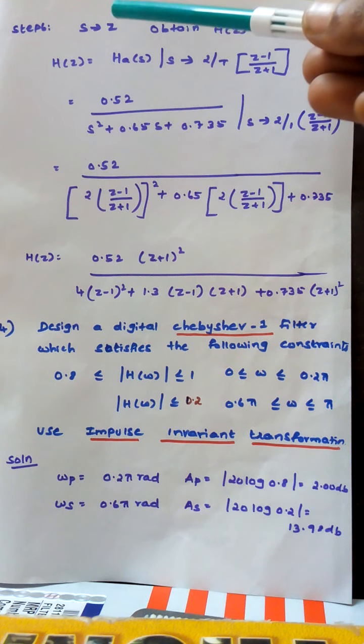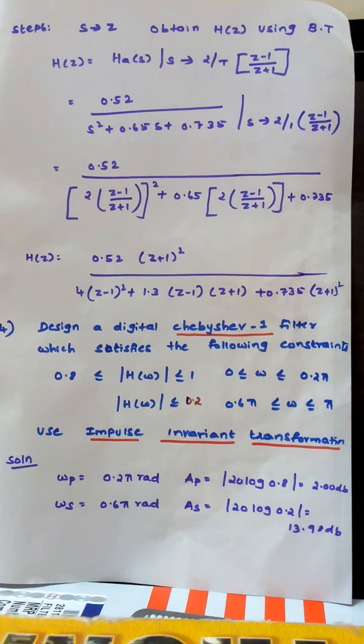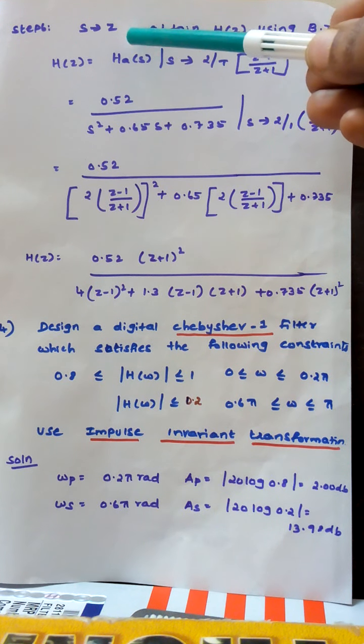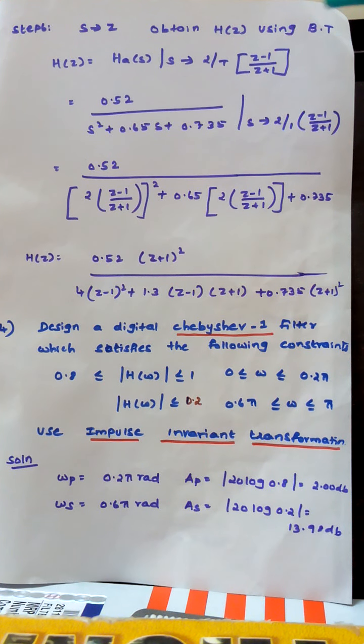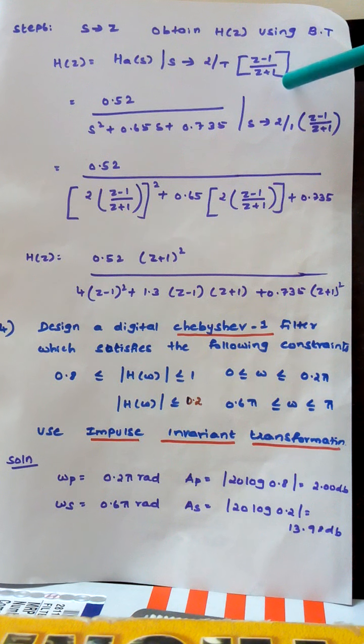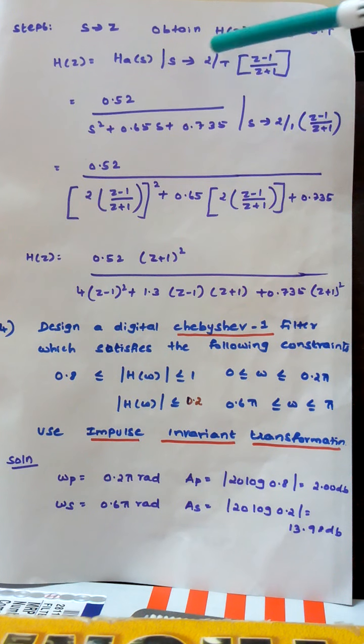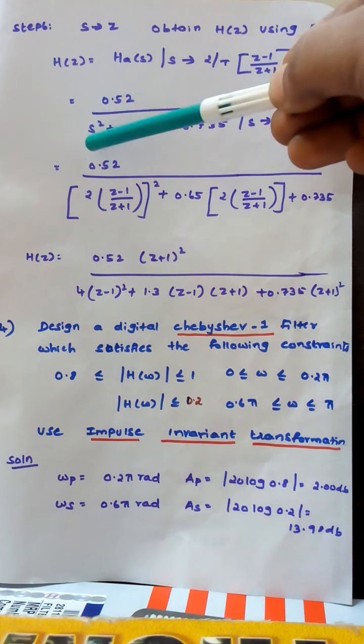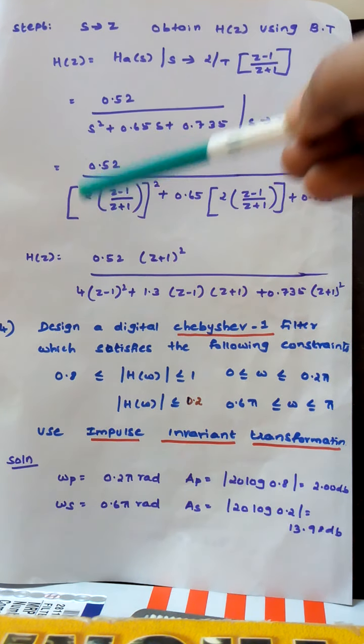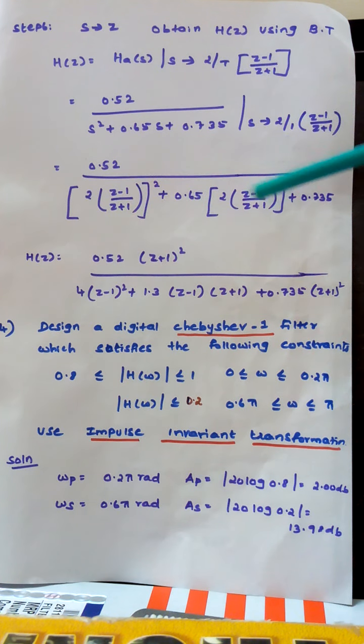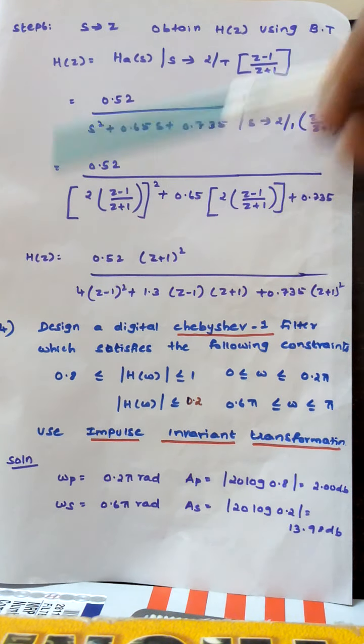Now they are asking to find the digital Chebyshev filter, so H of S is converted to H of Z. To convert to H of Z, they have given that you have to use the bilinear transformation. So again in this HA of S, the S value will be replaced by 2 by T into Z minus 1 divided by Z plus 1. Again we are considering T as 1 second, so it is 2 into Z minus 1 divided by Z plus 1. In this transfer function, your S value will be replaced by this term, and if we simplify the term, we get H of Z.